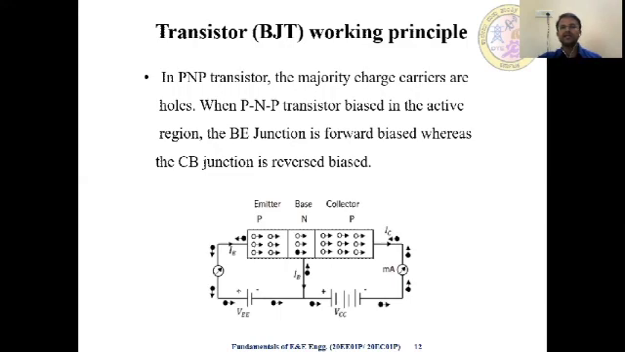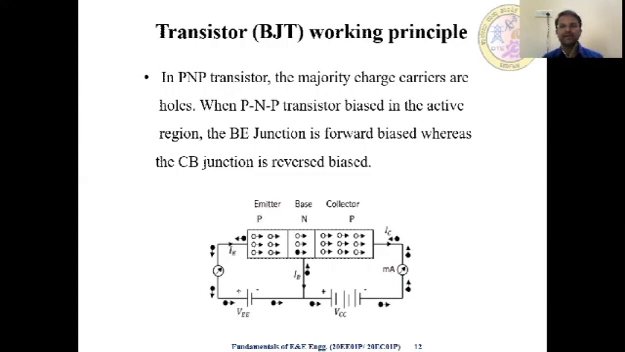In a PNP transistor, the majority charge carriers are holes. Unlike an NPN transistor, in a PNP transistor the majority charge carriers will be holes, whereas in an NPN transistor, majority charge carriers are electrons. A PNP transistor is biased in the active region when the emitter base junction is forward biased, whereas the collector base junction is reverse biased.